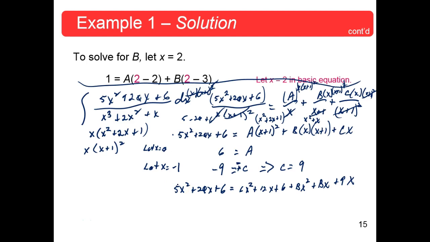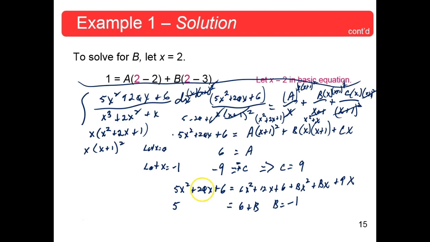Let's look at the x squared terms only. Over here we've got a 5. Over here we have a 6 plus b. Guess what? B is equal to -1. There's our B. Now, that seemed way too easy. I want to verify it. You don't have to do this, but I'm kind of paranoid that way.